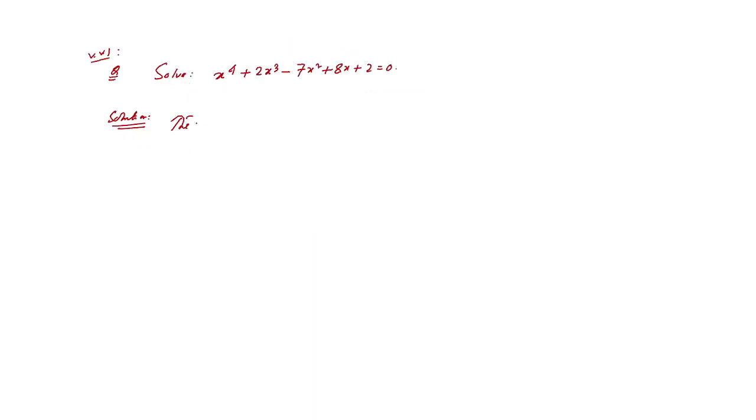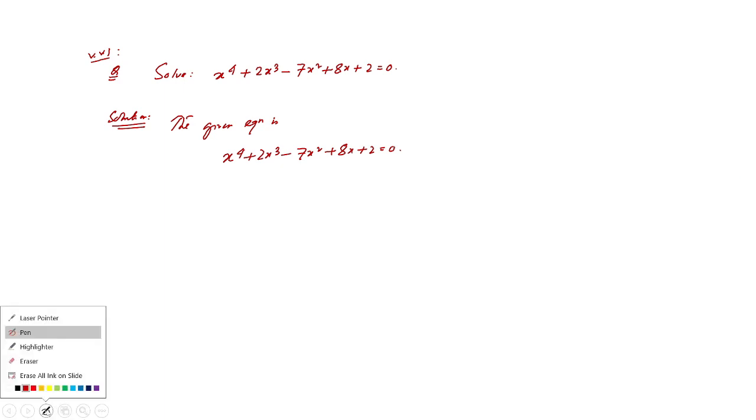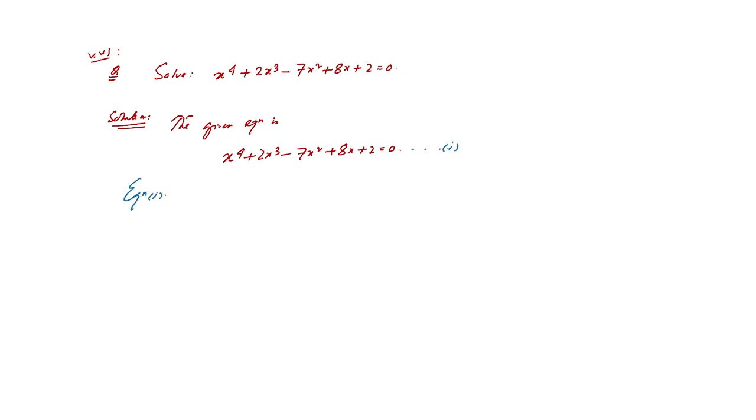So now we'll read the first step. The given equation is x to the power 4 plus 2x cube minus 7x square plus 8x plus 2 equals 0. Now the observation is that the coefficient of x cube is basically non-zero. This is the observation. So this is equation 1. Therefore equation 1 can be written as, what I said, x square plus some k into x. Now the question is, what is k?